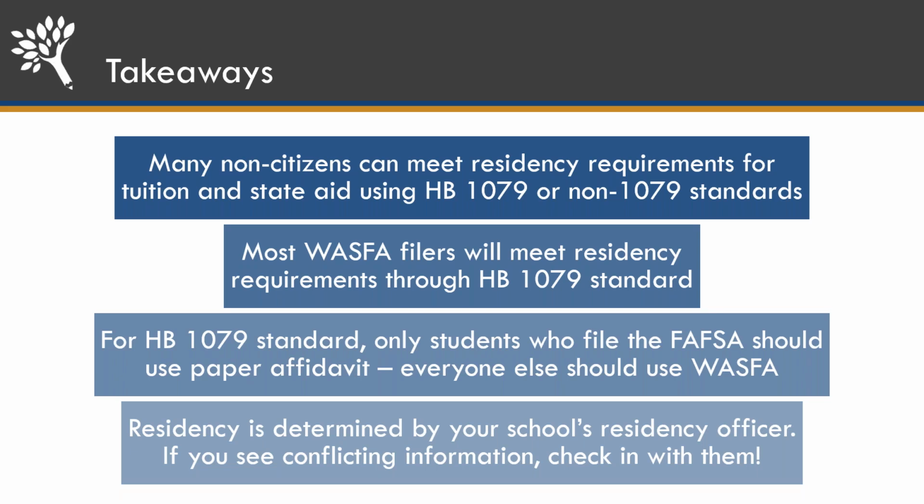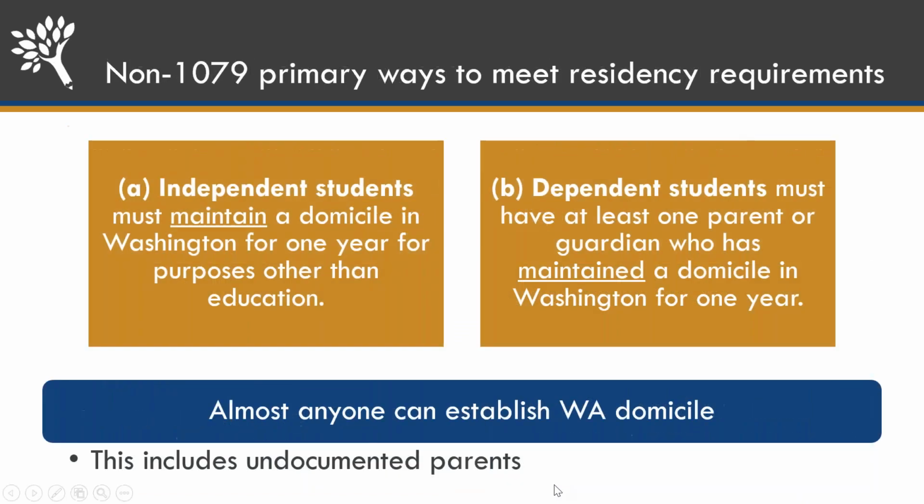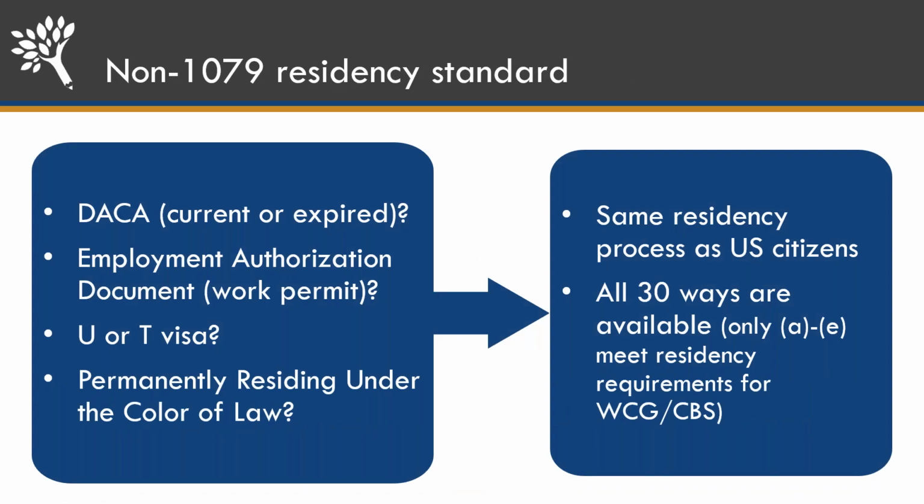So, more specifically D, and I'm going to answer this. This works for all students, and D is also available to our non-1079 residency standard students, because again, all 30 ways are available to them. D is a little bit more specific than that.